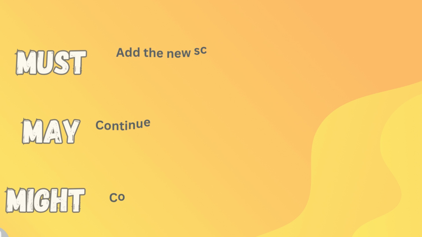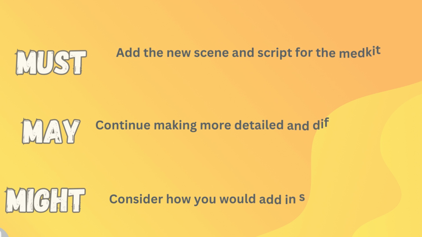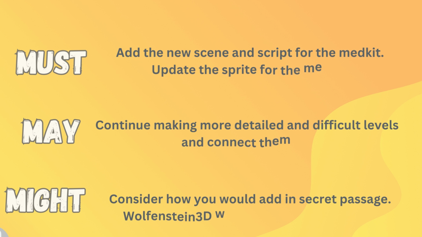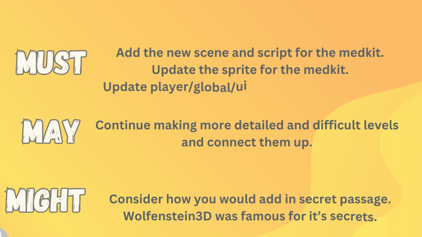All right, what you must get done, you've got to add that new scene and script for the medkit, update the sprite for the medkit, as well as updating your player script and your global script and your UI script. So those are all to do with just moving around the player health stuff. What you may like to do is keep making a more detailed and difficult game, connecting all your levels up. What you might want to consider is, how would we make a secret passage? So Wolfenstein 3D is quite famous for its secret passages.